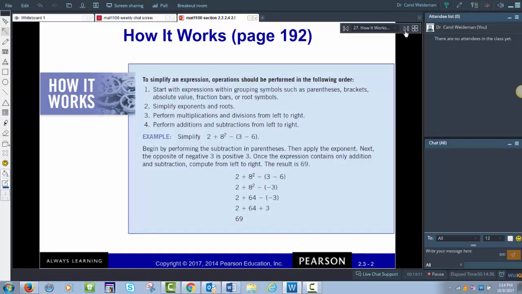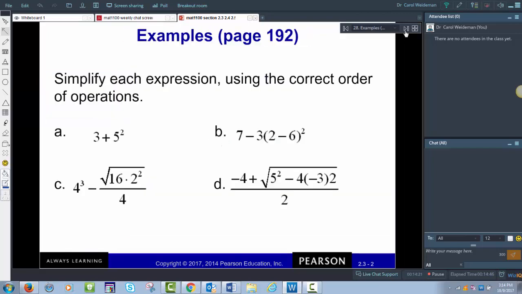So here's how it works on page 192. Again, it talks about starting with the grouping symbols, then doing the exponents and the roots, and then multiplication, division, and then addition and subtraction. So let's try a couple more. Here we're going to do the exponent first. 5 squared is 25 plus 3, 28.